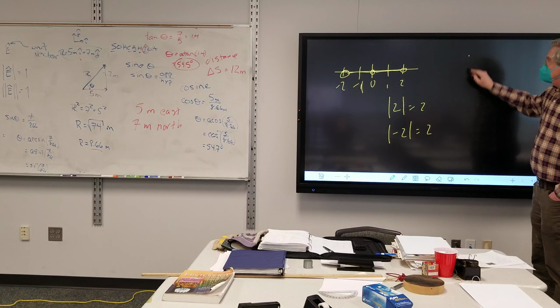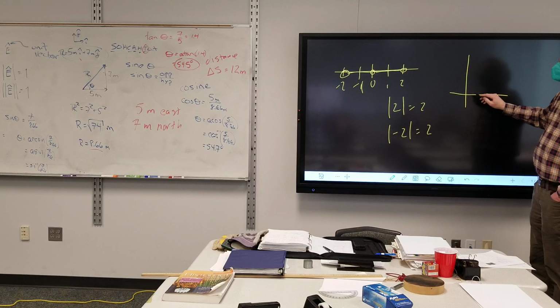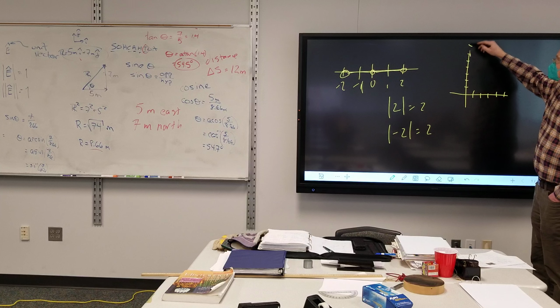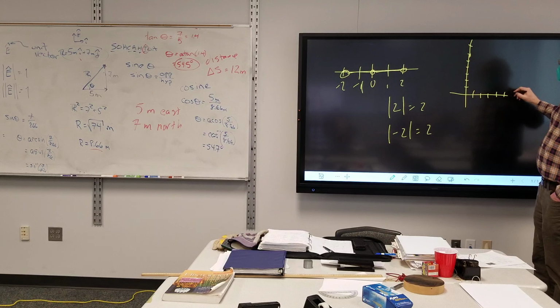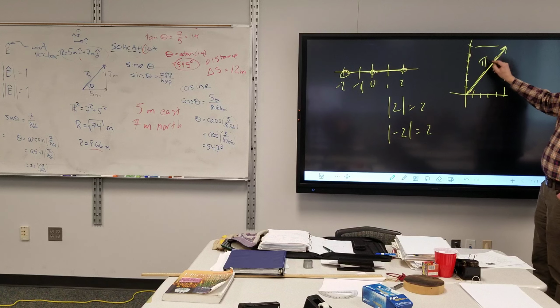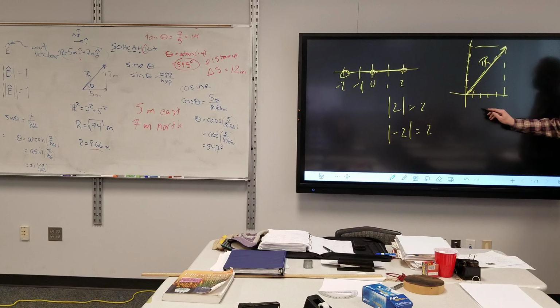In 2 dimensions, I had 1, 2, 3, 4, 5, 1, 2, 3, 4, 5, 6, 7. My resultant was there. The absolute value of the resultant, if you think about that, is the distance from here to 0, which in this case would be 8.66. So that's how they're connected. Okay.